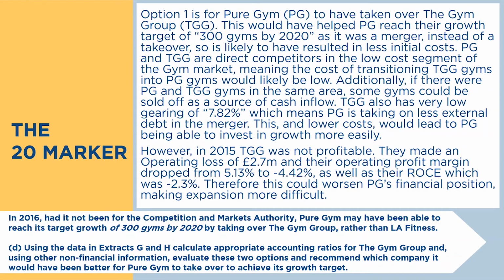I'll go with option 1 first. So option 1 is for Pure Gym, PG, to have taken over the Gym Group, TGG. You've noticed that I've put in brackets there abbreviations for the 2 names of the businesses. You can do this as long as you're clear about it so that it saves you time, obviously, rather than having to write them out every single time. The examiner will be fine with that.